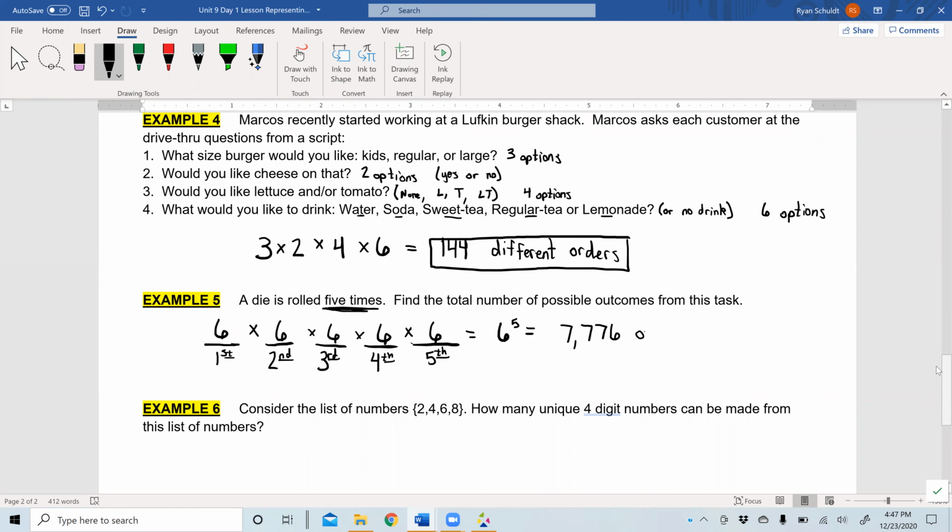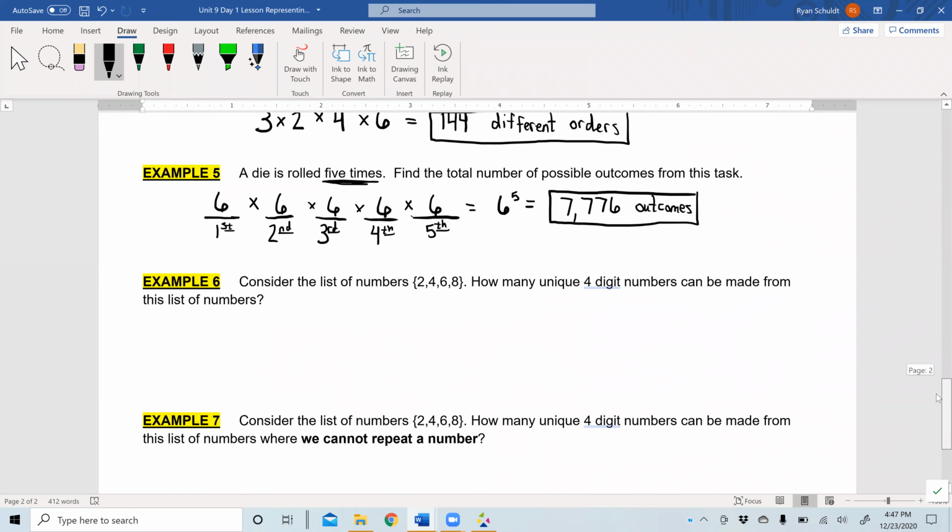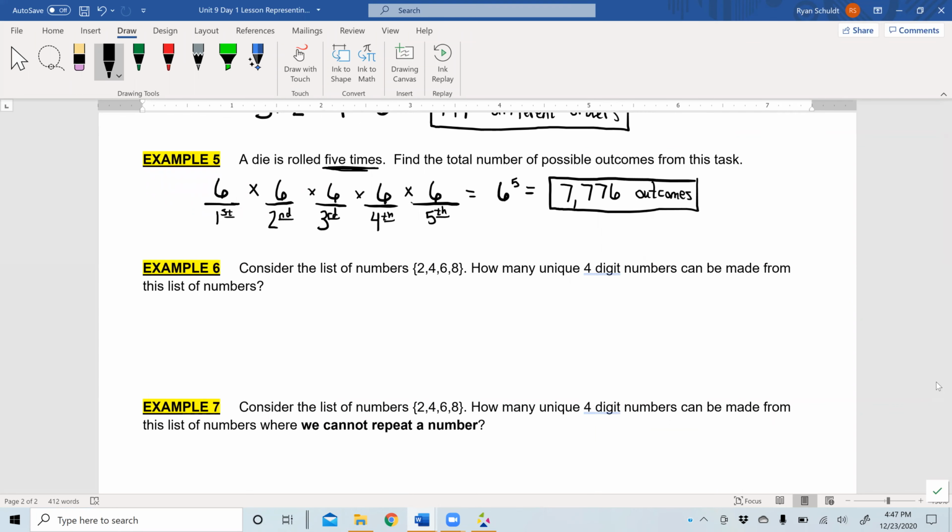Seven thousand 776 outcomes. Go ahead, make a list. We'll see who finishes faster. I'm going to multiply, you make the list. Yeah, you don't want to do that. So this is the importance of the fundamental counting principle. It makes things a whole lot easier, a whole lot more manageable.